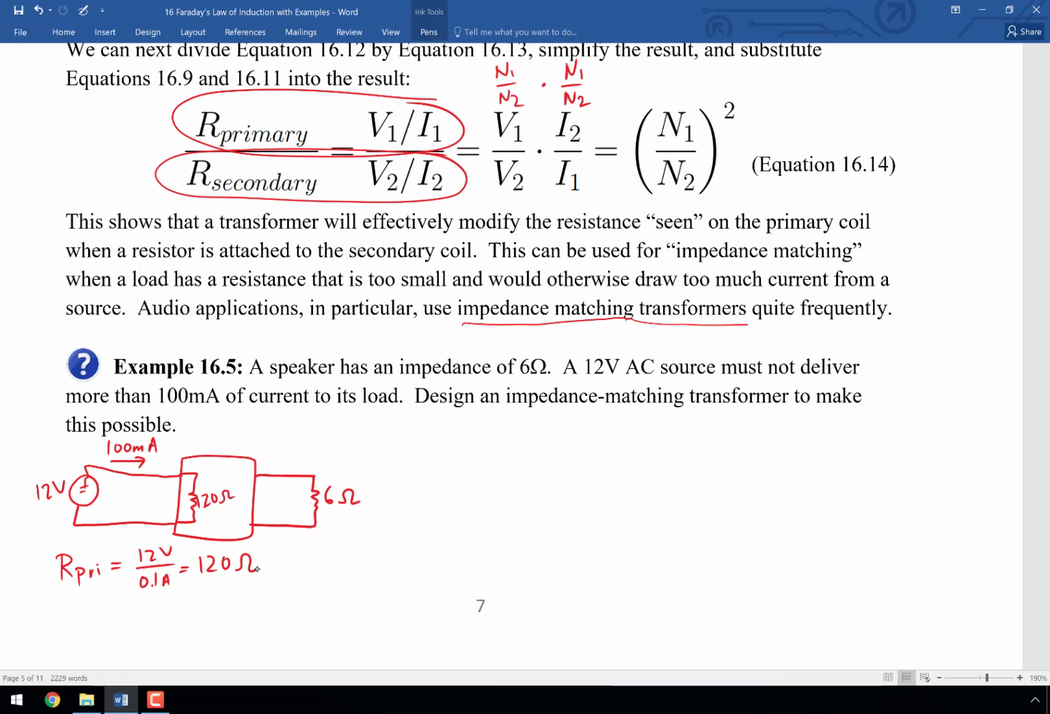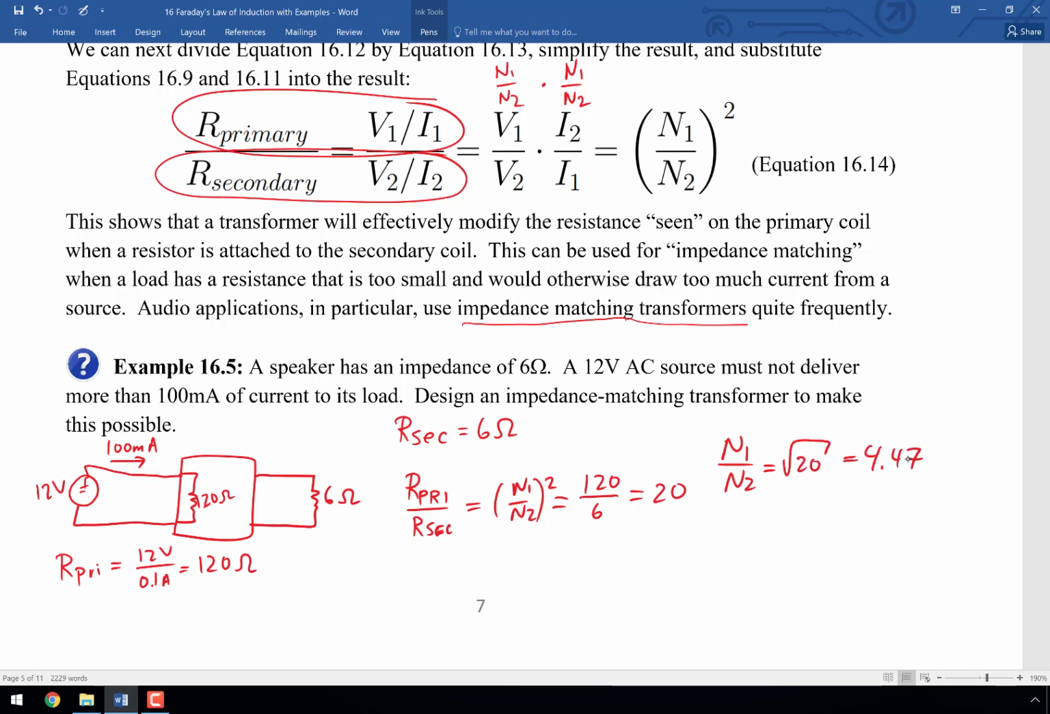But R on the secondary side is already specified. R on the secondary side is 6 ohms. That's what's attached to the secondary side. So R on the primary divided by R on the secondary is equal to (N1 over N2) squared, which is equal to 120 divided by 6, which is equal to 20. And therefore, N1 over N2 is equal to the square root of 20, which is 4.47.